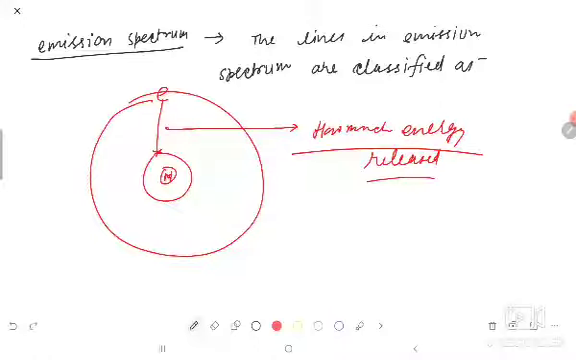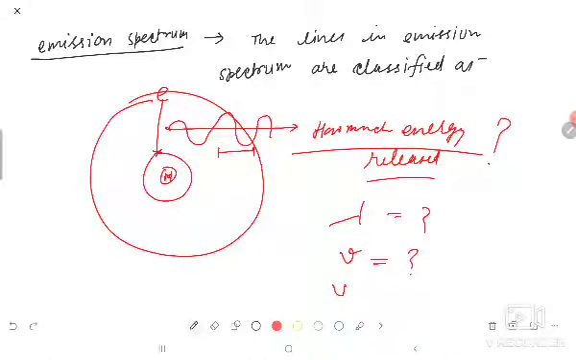So this energy we have to calculate, the wavelength we have to calculate, because this is coming out in the form of a wave. What is the wavelength that we need to calculate? What is the wave number we have to calculate? What is the speed we have to calculate? Speed means the speed of light only.